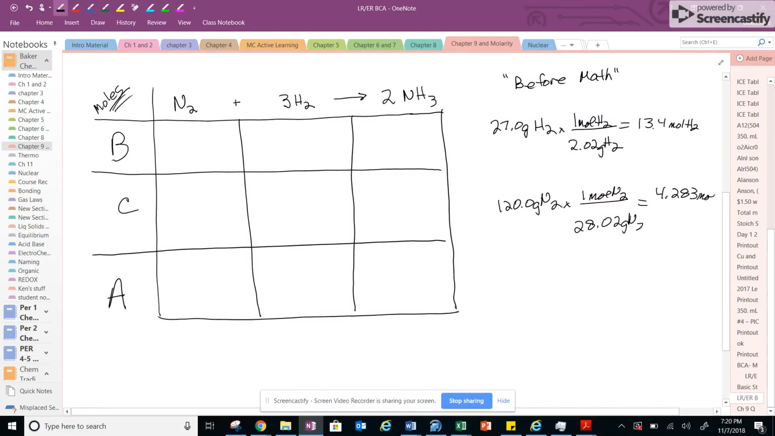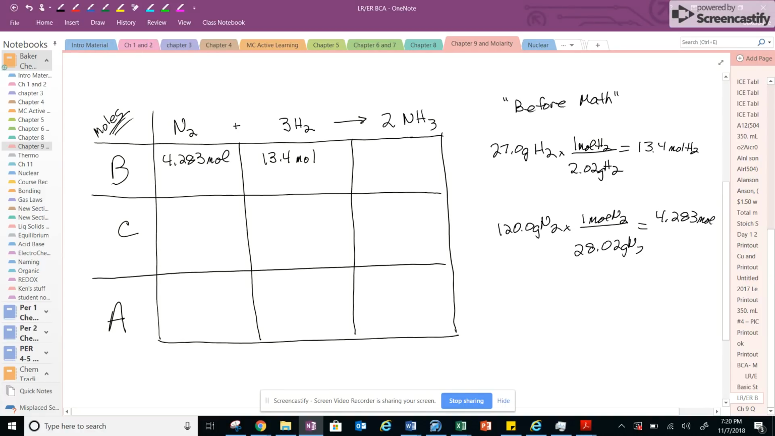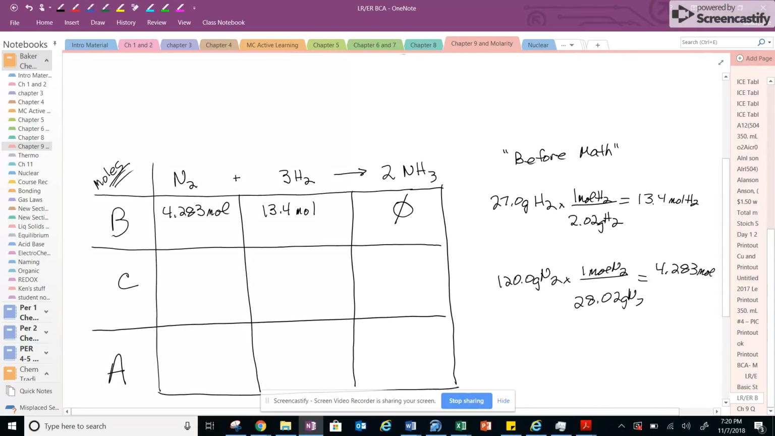4.283 moles. And the reason why I sig figged it here, guys, is because I know I'm going to be doing some subtraction with it later. So that means I have 13.4 moles of hydrogen that I'm starting with and 4.283 moles of nitrogen that I'm starting with. And before the reaction starts, I haven't made anything, so I don't have any of that product.